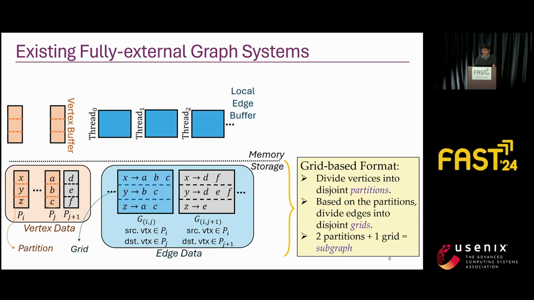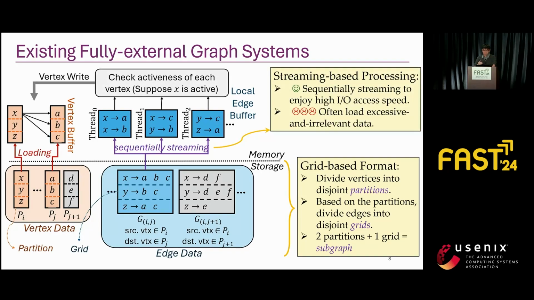With the help of the grid format, we can form a subgraph by just using 2 vertex partitions plus 1 corresponding edge grid. And this concept can effectively restrict the memory usage because we don't need the entire graph for the computation. We just need to process one subgraph at a time.